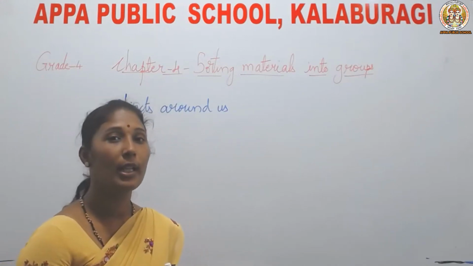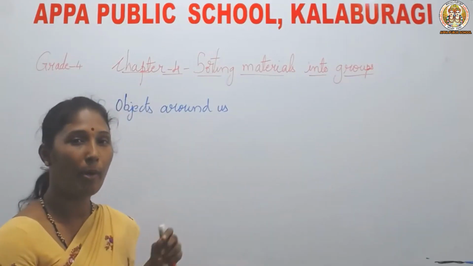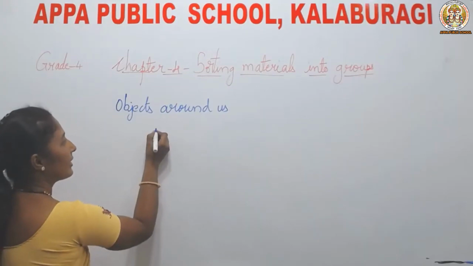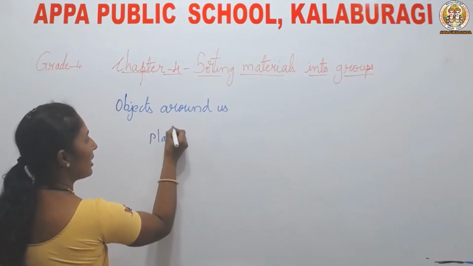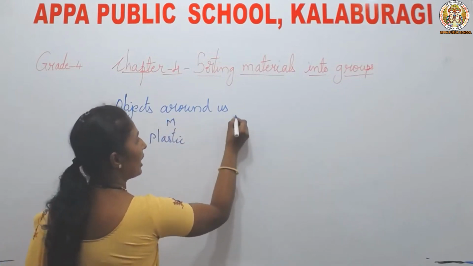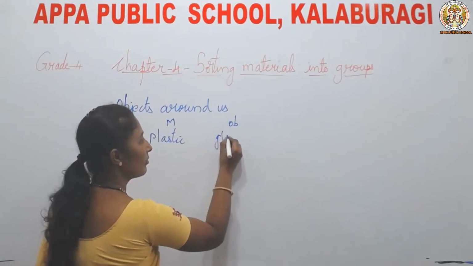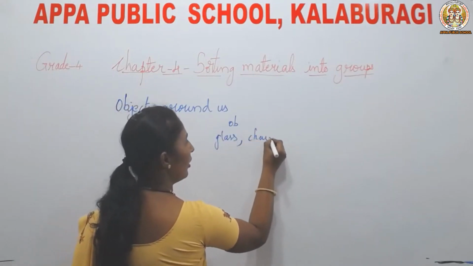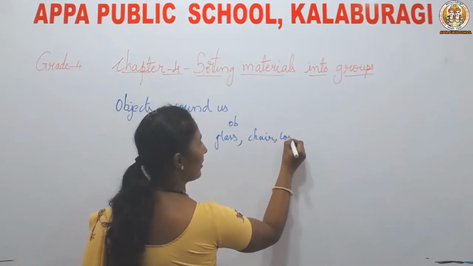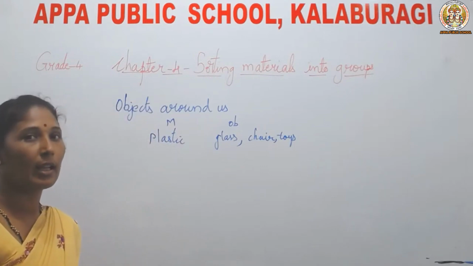Also, we have learned that one material can make many objects. For example, plastic is a material. From plastic, we make many objects like a glass, chair, and plastic toys. That also we learned in the last class.